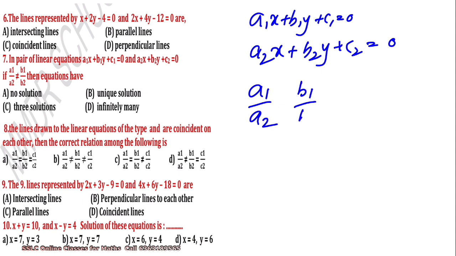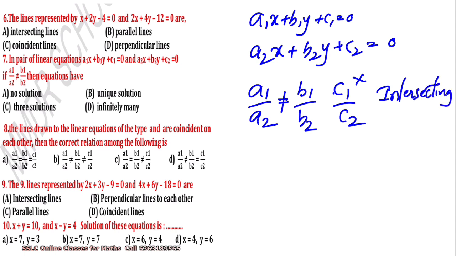If we take the ratios A1 by A2, B1 by B2, C1 by C2, there are different conditions. If A1 by A2 is not equal to B1 by B2, without considering C1 by C2, then we can say the lines are intersecting. Intersecting lines means you should not consider C1 by C2. A1 by A2 should not be equal to B1 by B2. It is an intersecting line.